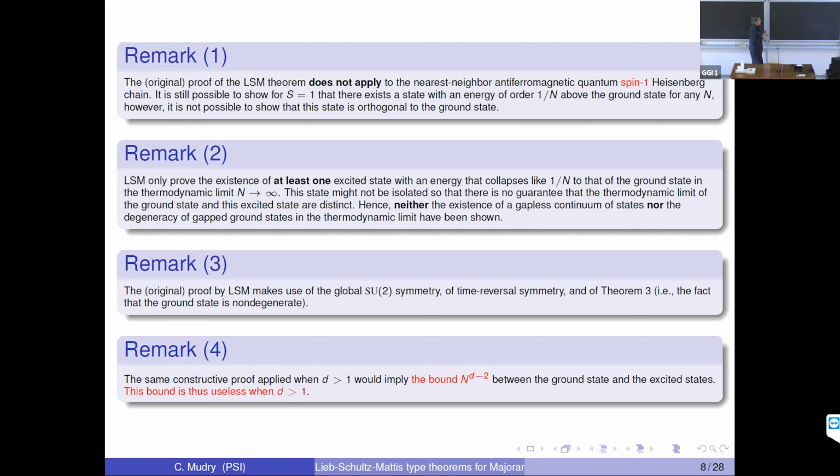Second comment: Lieb-Schultz-Mattis only proved the existence of at least one excited state with an energy that collapses like 1 over n to that of the ground state in the thermodynamic limit. So this state might not be isolated. If it is the bottom of a continuum that collapses to the ground state, there is no guarantee that the thermodynamic limits of the ground state and this excited state are distinct. So neither the existence of a gapless continuum of states nor the degeneracy of the ground state in the thermodynamic limit have been shown in the Lieb-Schultz-Mattis theorem.